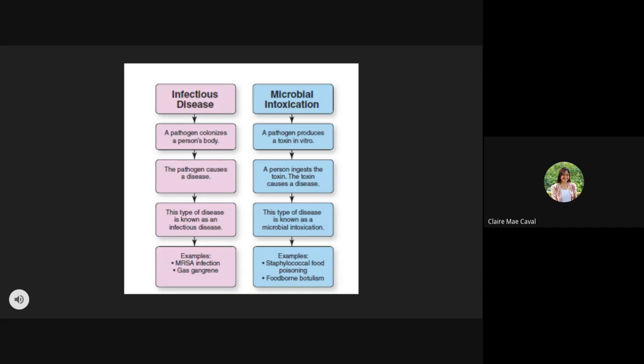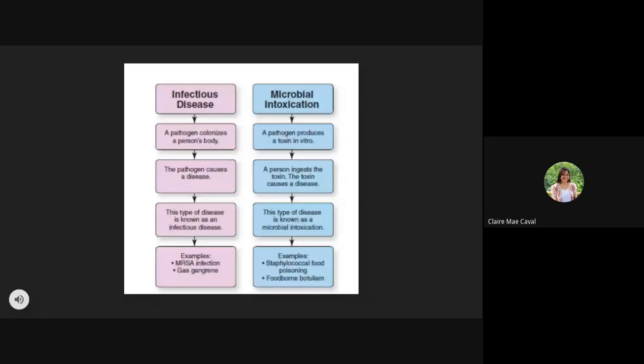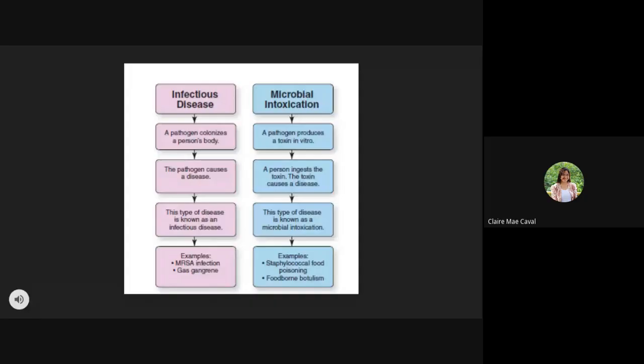Microbial intoxication, on the other hand, is where you acquire the toxin of the pathogen outside the body, or in vitro. You ingest the toxin and eventually it causes a disease in your body. For example, staphylococcal food poisoning, which is very common, and another is foodborne botulism. We can get this from improperly prepared or preserved canned goods, and it is caused by the bacterium Clostridium botulinum. So that is the difference between microbial intoxication and infectious diseases.